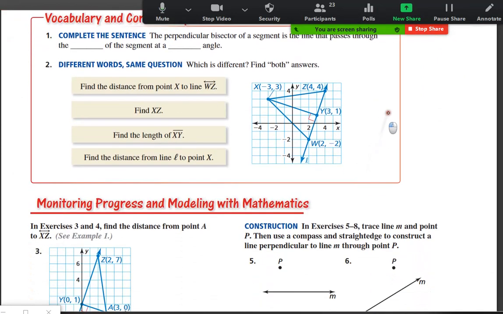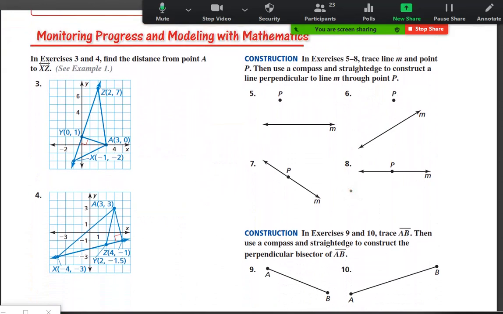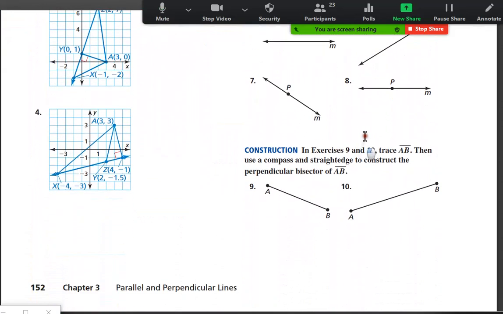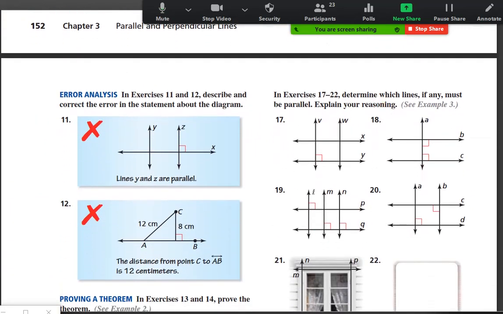Oh, and then there we go to exercises. There's some finding distance. They're just going to ask you about that construction.